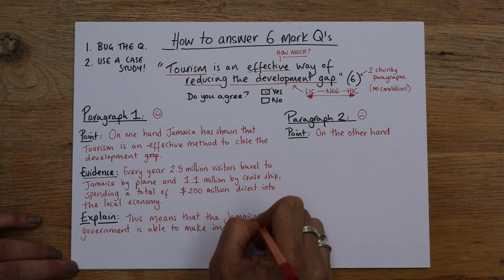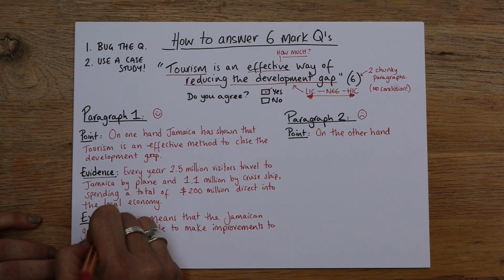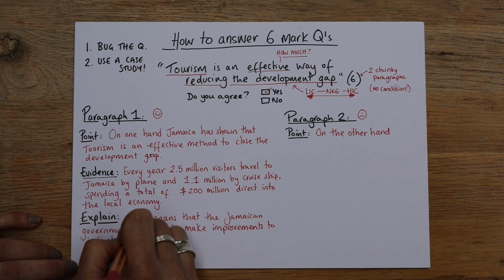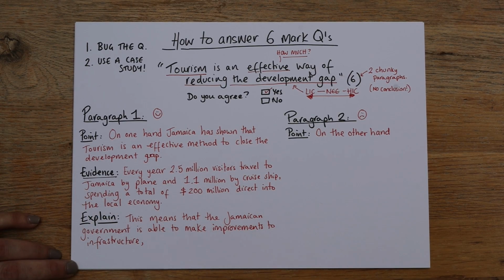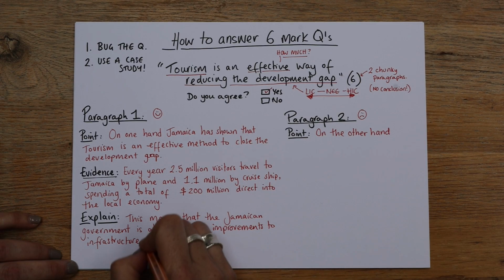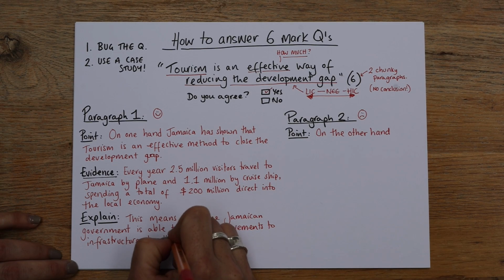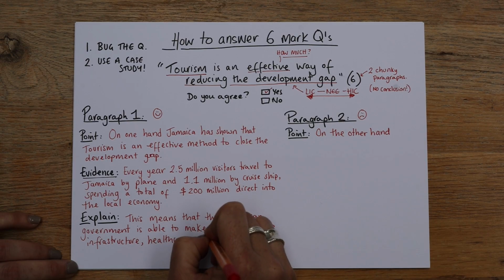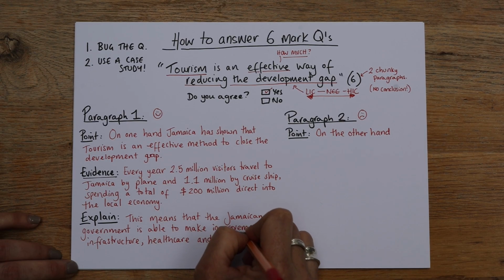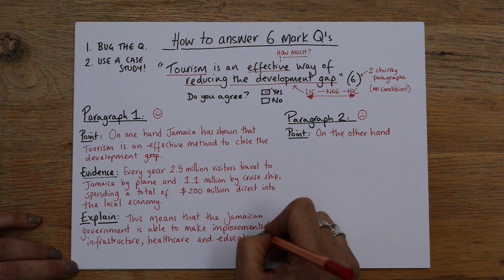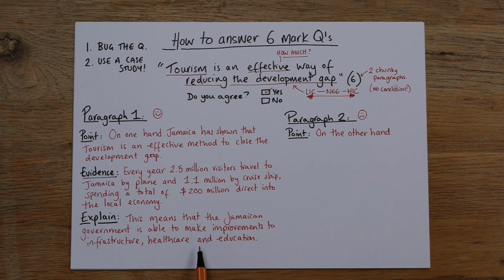improvements to infrastructure, healthcare and education. So by doing those things, it's going to improve the life expectancy, it's going to reduce unemployment, it's going to have a direct impact on the development of the country. So we need to say that.